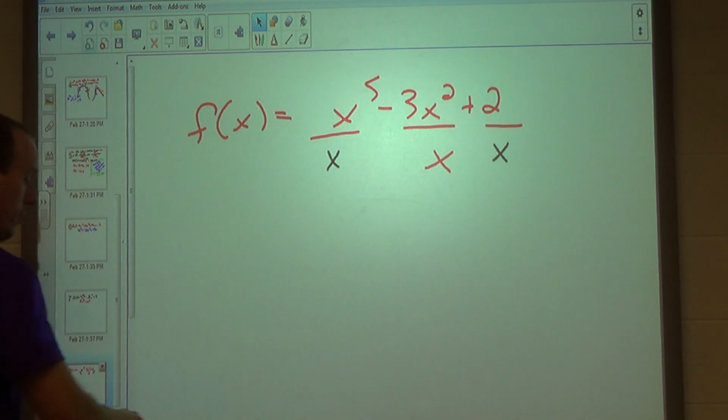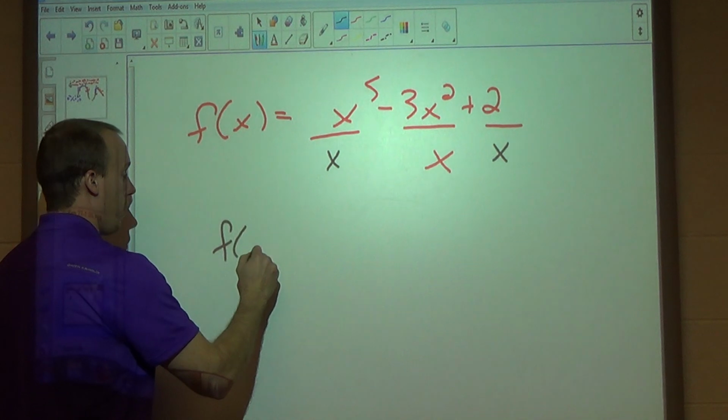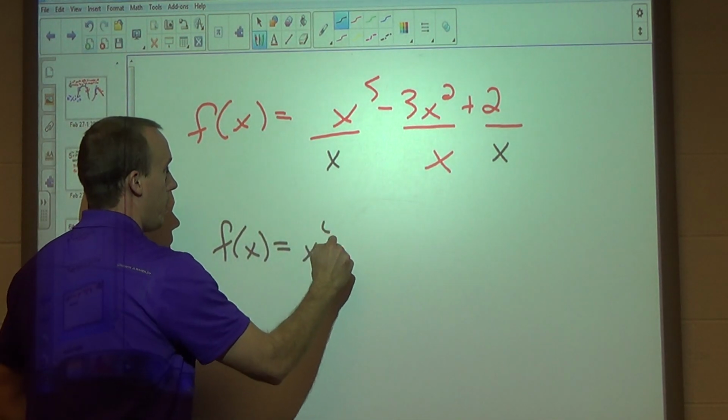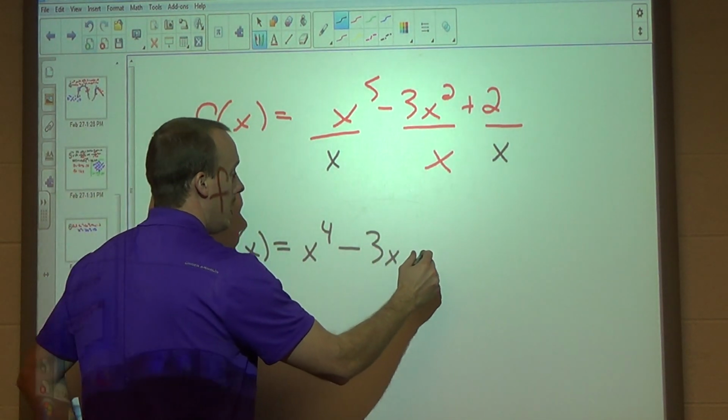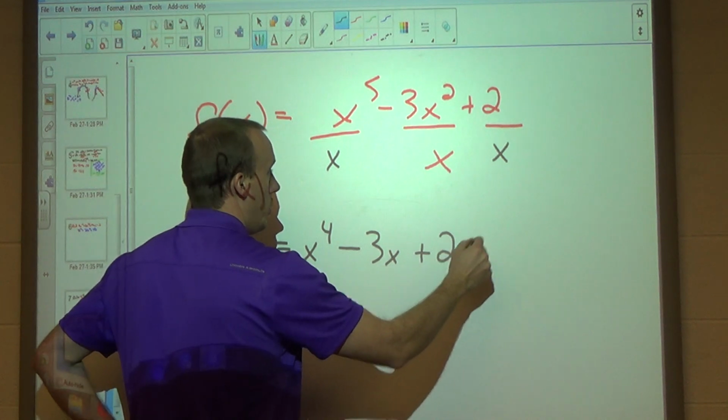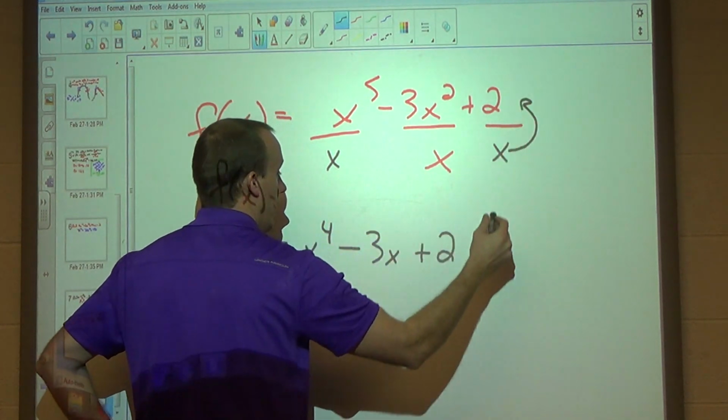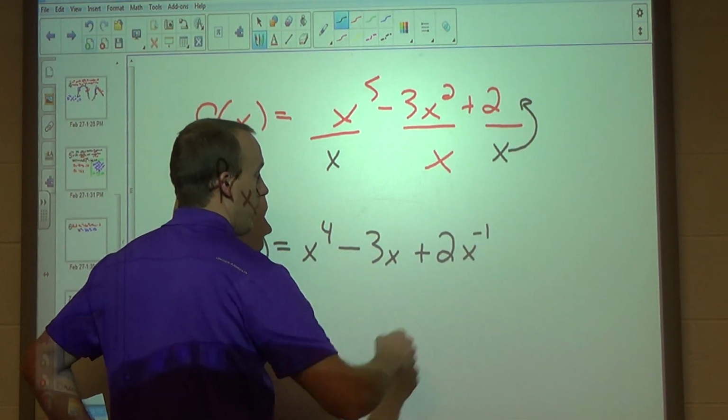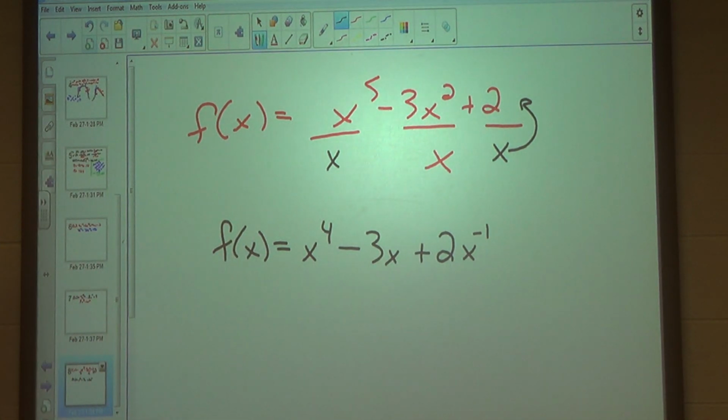So then, to simplify that, before we do the derivative, would be x to the 4th minus 3x plus 2 x to the negative 1. I've done no derivative though, I just separated that fraction to make it nicer. Can I then do a power rule on this? Yep, so then do the power rule now.